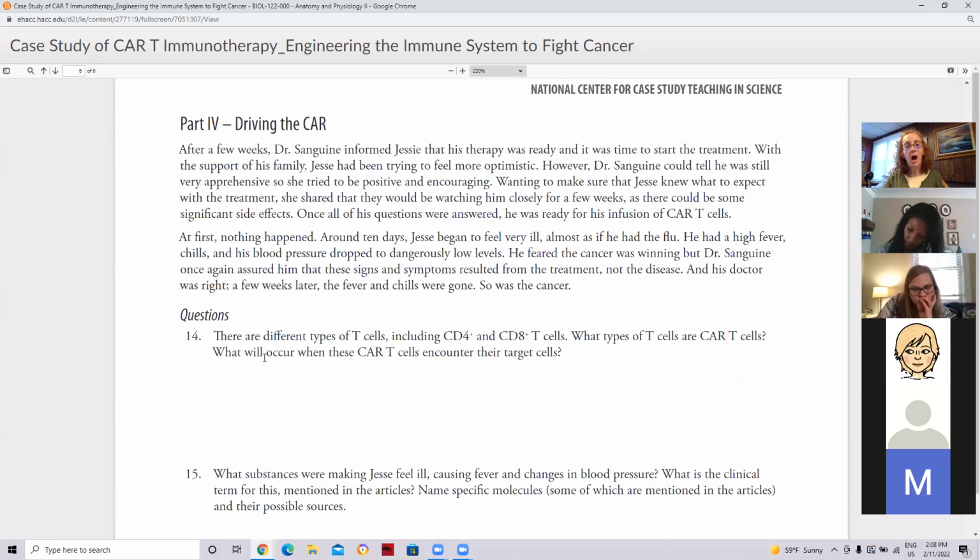After a few weeks, Dr. Sanguine informed Jesse that his therapy was ready and it was time to start with treatment. With the support of his family, Jesse had been trying to feel more optimistic. However, Dr. Sanguine could tell he was still very apprehensive. So she tried to be positive and encouraging, wanting to make sure that Jesse knew what to expect with the treatment. She shared that they would be watching him closely for a few weeks, as there could be some significant side effects. Once all his questions were answered, he was ready for his infusion of CAR T cells.